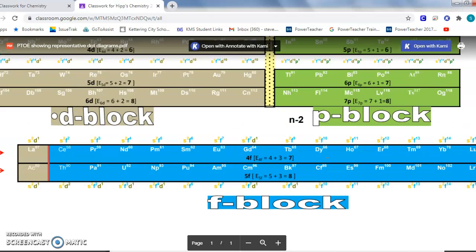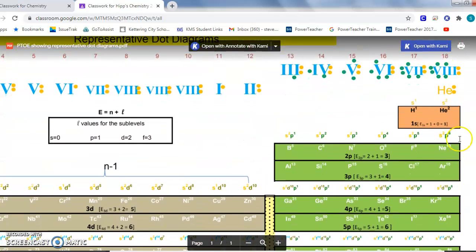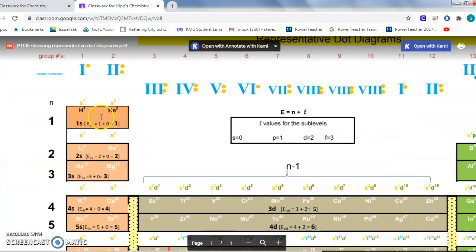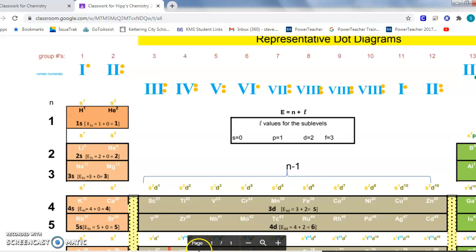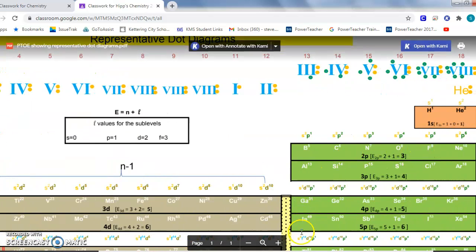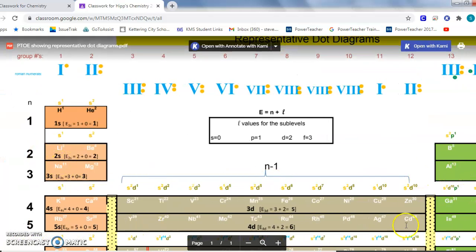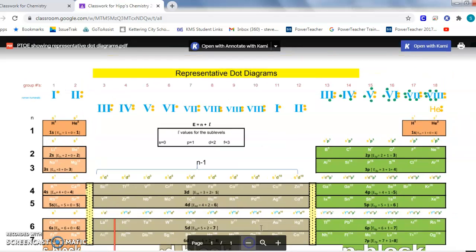I would have to start all the way up at square one and work my way all the way through the table. To get californium, if I was doing it the long way, I would have to write 1s2, 2s2. Then I would proceed over to here, 2p6. Then 3s2, and then the 3p6. Then I would bounce down into the 4s2, 3d10, 4p6, 5s2, 4d10, 5p6.